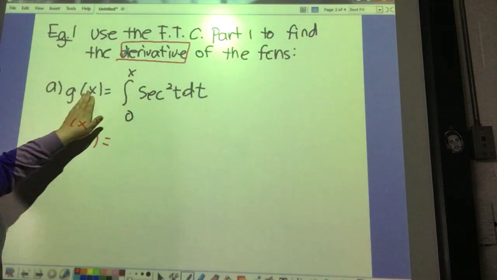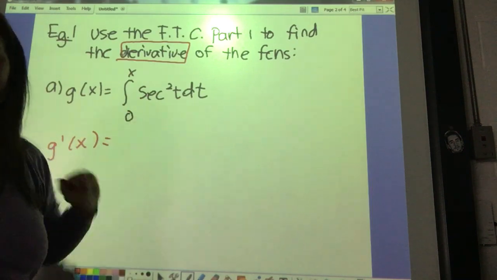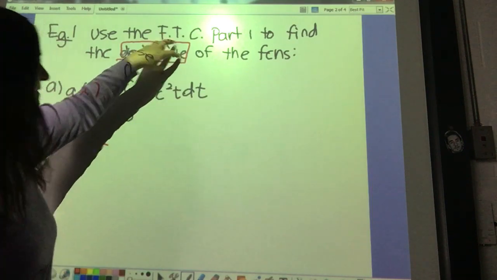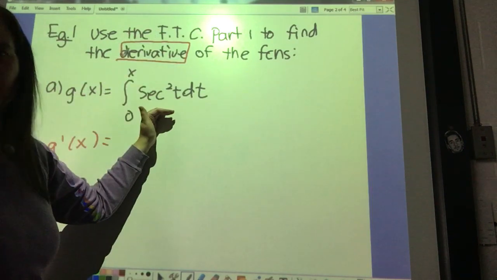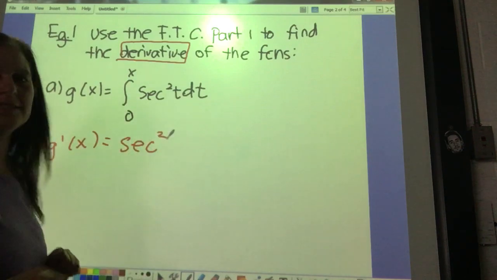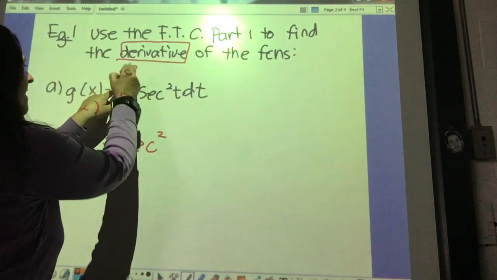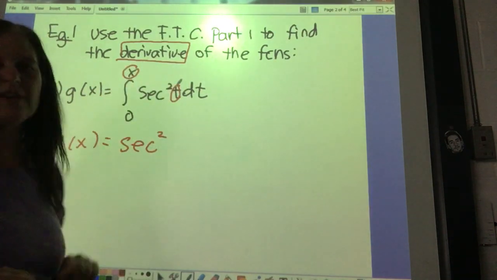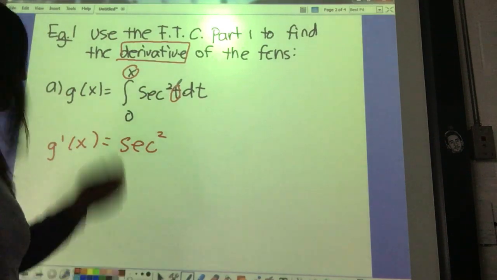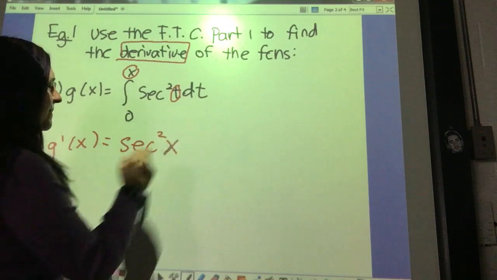So for our first example, g(x) is equal to the integral from 0 to x of secant squared t dt. Again, you're finding the derivative of an integral, so you don't need to do anything. It just stays the same. Secant squared stays as secant squared. All you have to do is replace the variable t with x. And again, that video did a really good job of explaining that. So we just change our t to x.